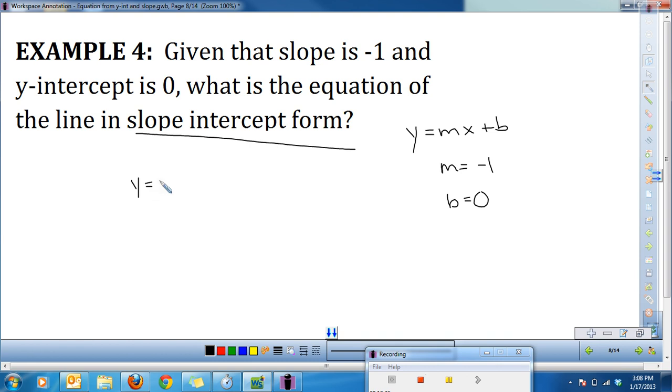Now I know I want it to look like y equals mx plus b. Remember, your y and your x stay, so y equals m, which was -1x, comes down, and b was plus 0. Now, it's just like before. We have a plus 0. Do we need to write plus 0? No. We're just going to write y equals -1x.